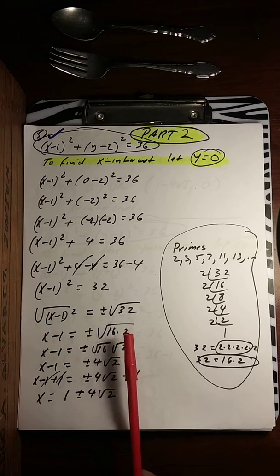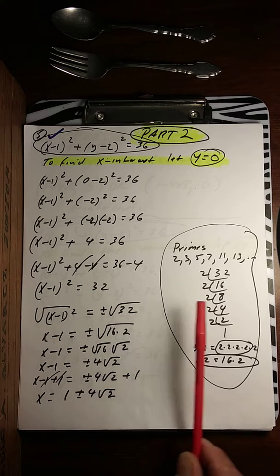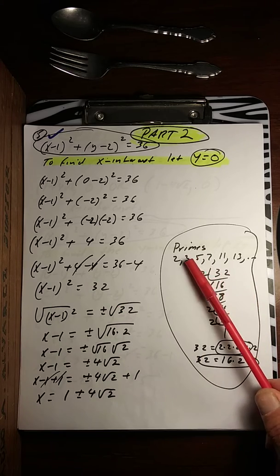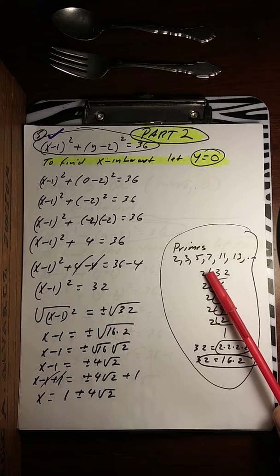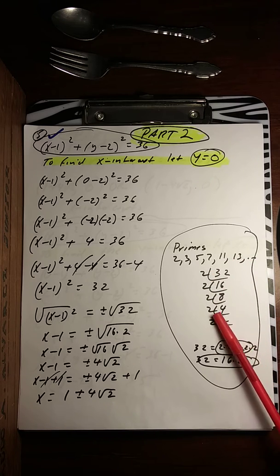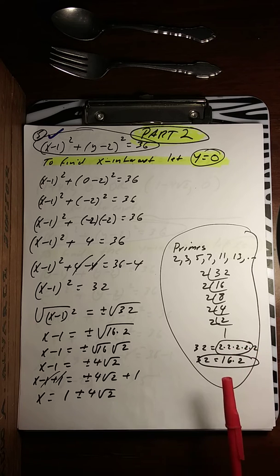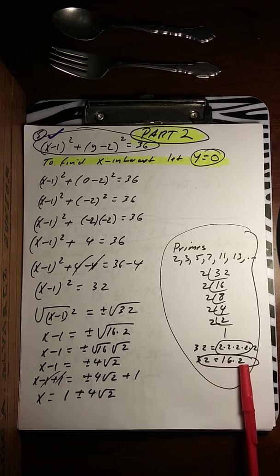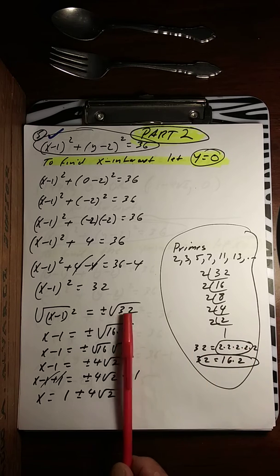Square root both sides. And 32: prime numbers 2, 3, 5, 7, 11, 13, and so on. Divide by 2 repeatedly, so 32 is 2 times 2 times 2 times 2 times 2, five times. Or 32 is 16 times 2. 2 times 2 is 4, times 2 is 8, times 2 is 16, times 2 is 32. So replace it, this by this.